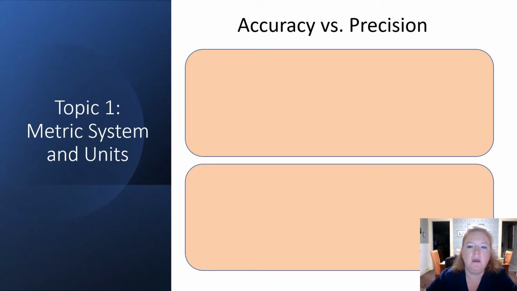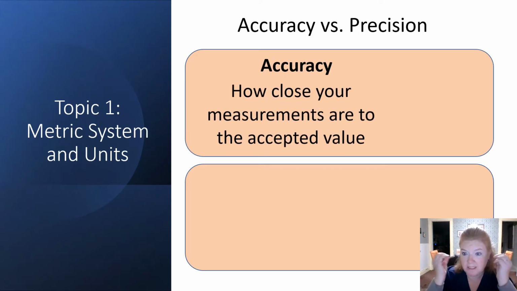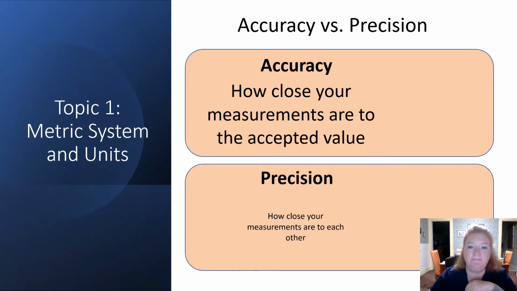Okay. Now, another important concept is accuracy and precision. Accuracy literally means like the right answer. So how close are your measurements to the right answer? The can says 753 grams. If your results are accurate, you got 753 grams or close to it.